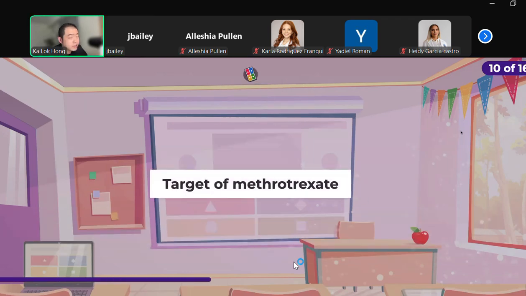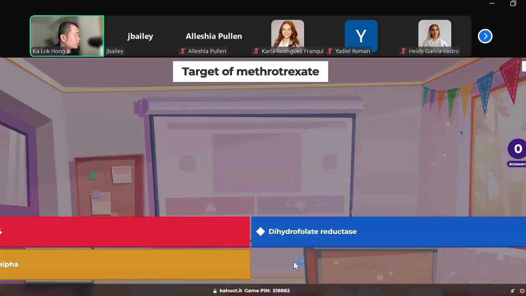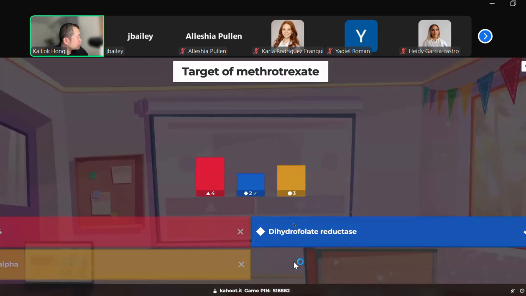Just a couple more, hang in there. I know we passed the time. Methotrexate. All right, reductase. So everybody should remember methotrexate. It's used in many different places. Okay, so keep that in mind.